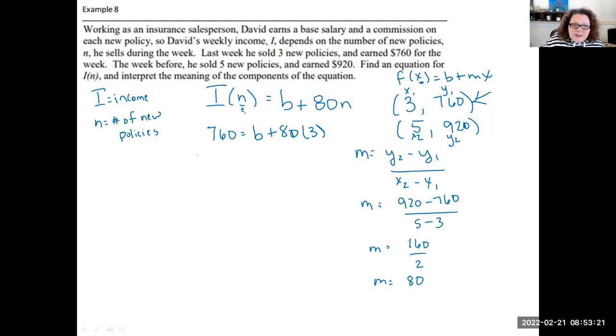So I just need to solve this. 760 is equal to B plus, well, 80 times 3 is 240. I have to solve for B, so I'm going to subtract 240 from both sides.